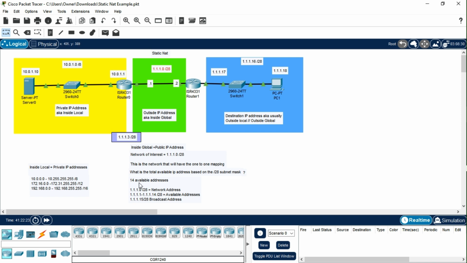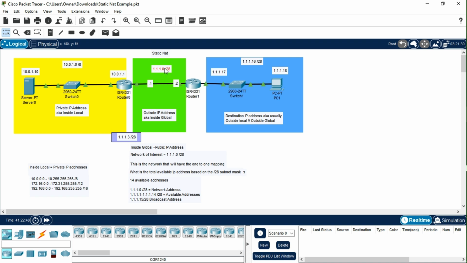I have the answer already for you here: 14. Okay, within this network, we have a network address, we have available addresses, and we have our broadcast address. If you don't comprehend this, this is a video for another day, but this is the given, this is what we have to work with today. So just trust me on this one.